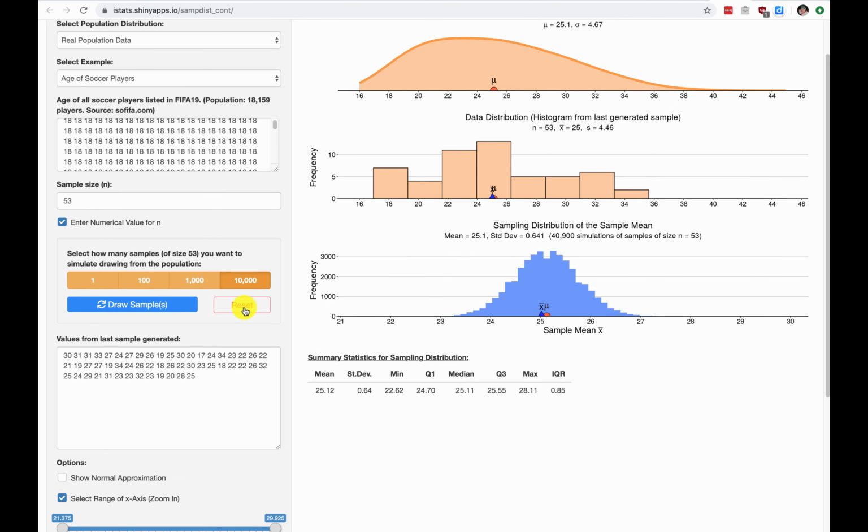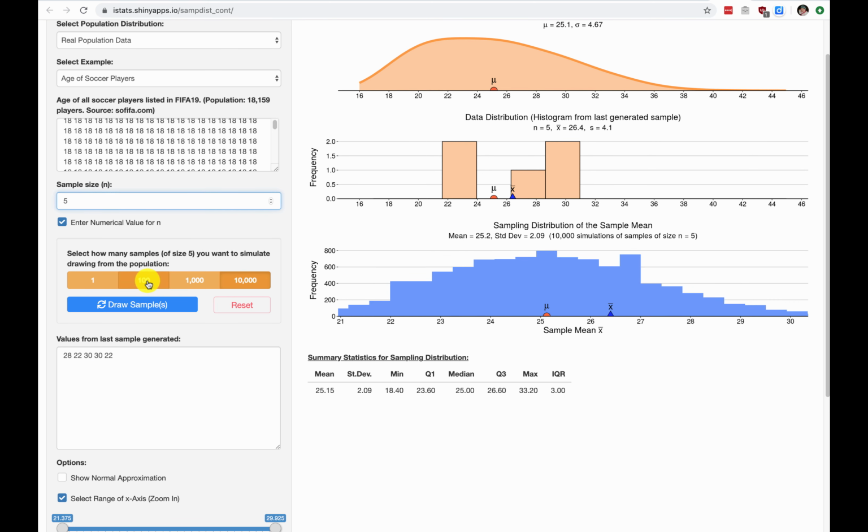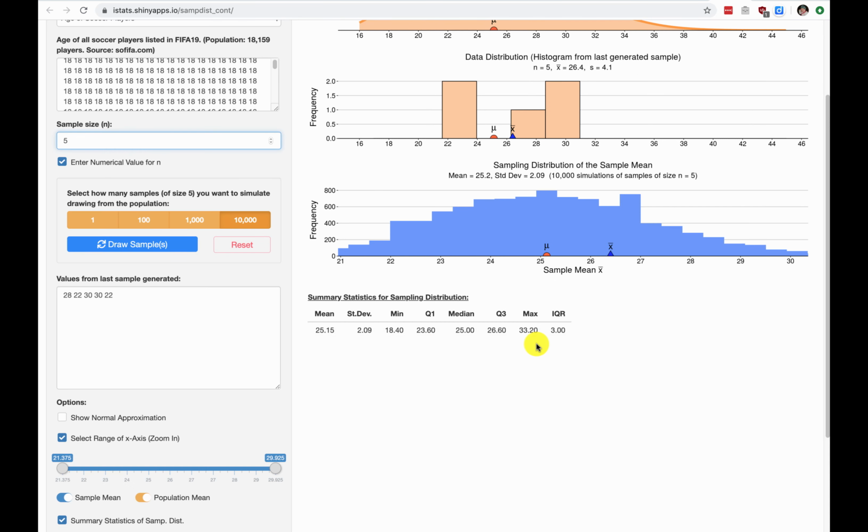So what's kind of fun is if we reset this, let's say we take a different sample size, let's say 5, and it looks like 10,000 samples were generated. You can look at the standard deviation here of this sampling distribution. What happens when you have different sample sizes? You want to be able to look at what happens with the IQR. How do the quartiles change? How does the mean change? Here's another group of 10,000.